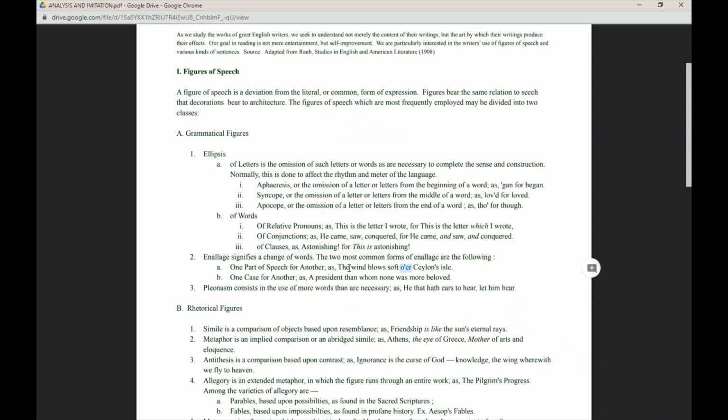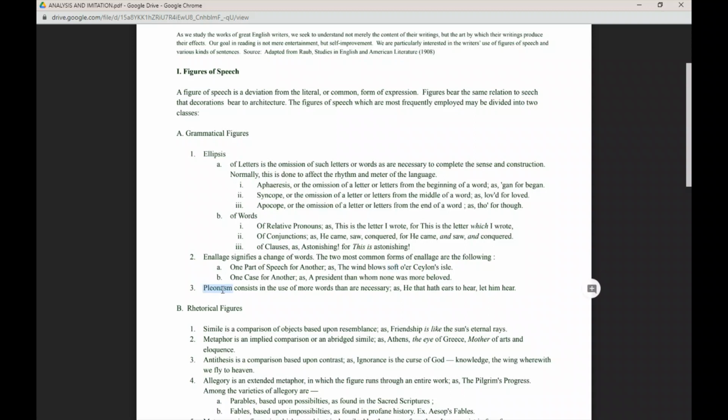The wind blows soft o'er Ceylon's isle. Compare that to what it would sound like if we said, "The wind blows soft over Ceylon's isle." It makes it a little smoother, which was the author's intention. Okay, so two examples there, but you can see what analogy is with regard to changing one part of speech for another. Secondly, to change one case for another. So analogy is simply changing words to have some overall rhetorical effect, and it's considered a grammatical figure of speech.